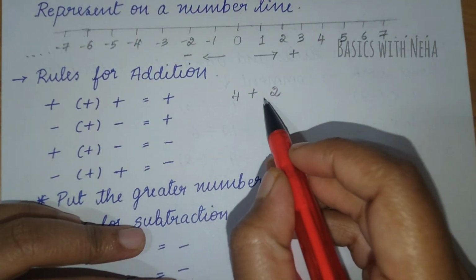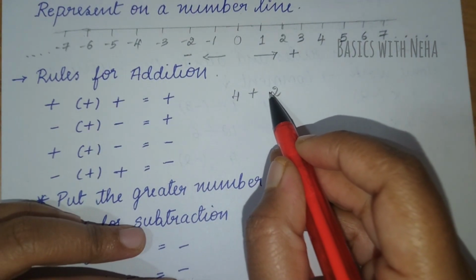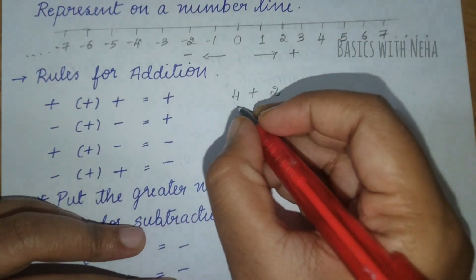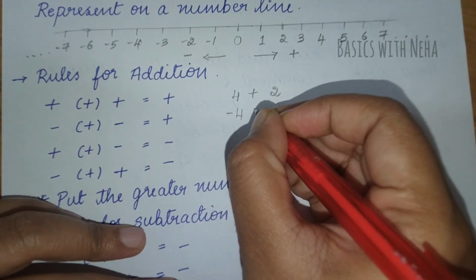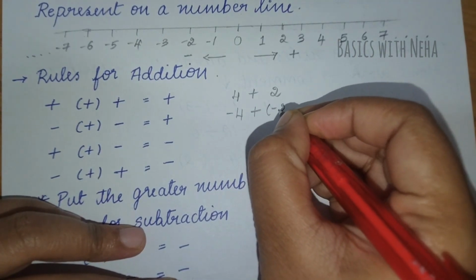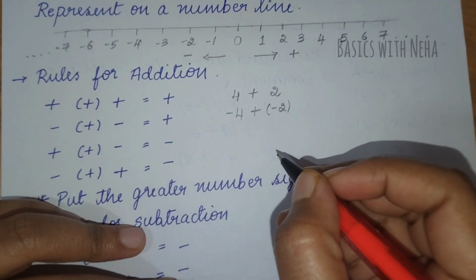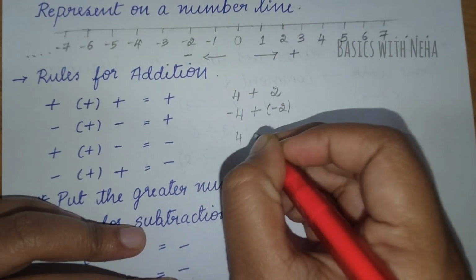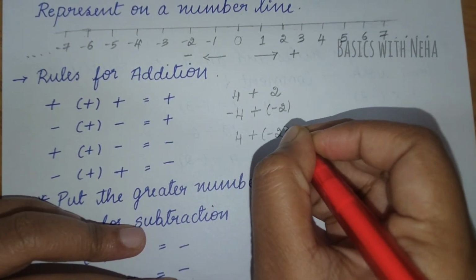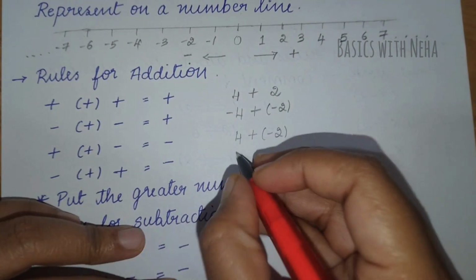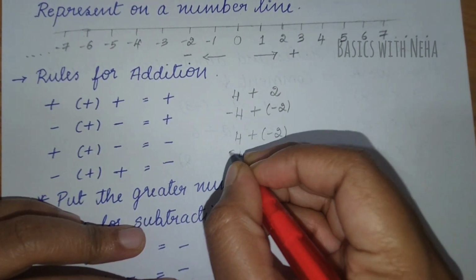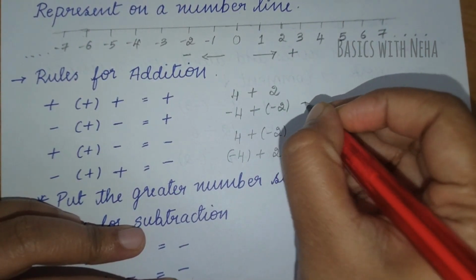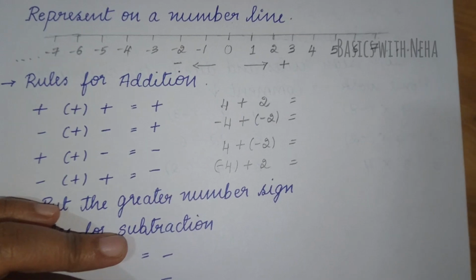I told you we need not put any plus sign. By default, it's a positive number. The second example would be minus 4 plus minus 2. I'm taking the same numbers as an example to understand better. And if I have 4 plus minus 2 and then minus 4 plus 2. So let's try solving all these 4 questions.